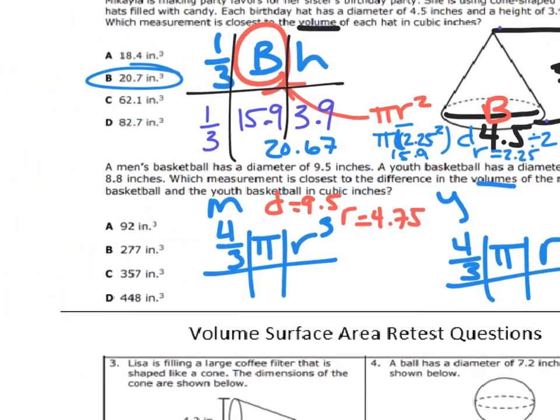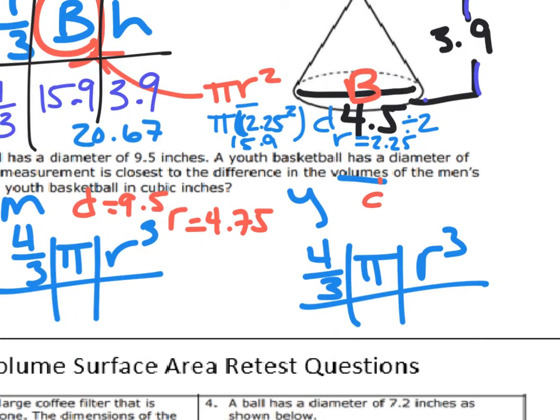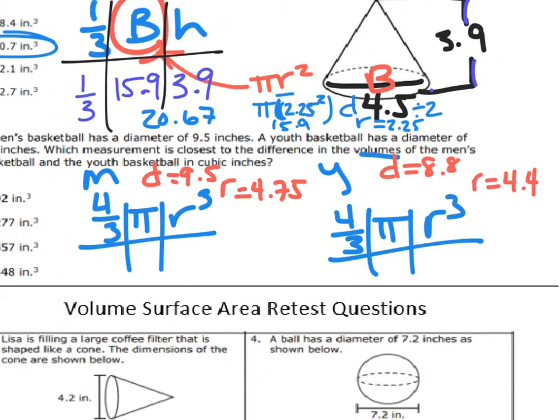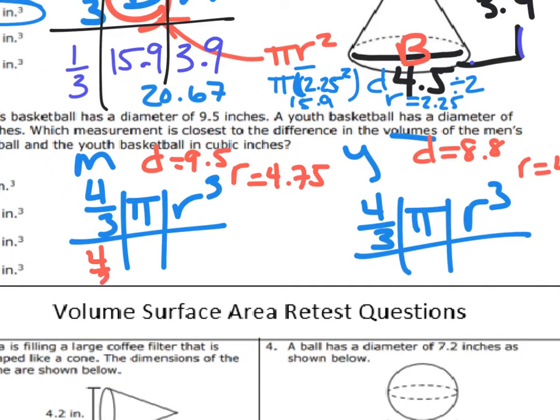And then looking at the youth basketball, it has a diameter of 8.8. But I don't want the diameter of 8.8. I want the radius. So we're going to divide by 2. And my radius is 4.4. Okay, so now that I have both of those, I can plug them in. 4/3 is just 4/3. Pi is just pi. R cubed is going to be 4.75 cubed. And we're going to go ahead and type that all in my calculator at once, multiplying them.